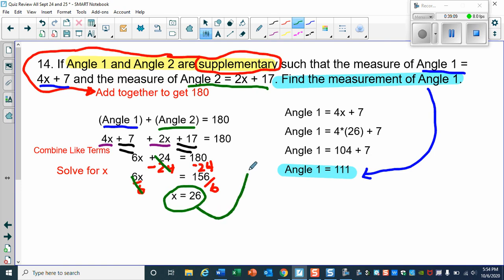Then your last step, you have to find the measurement of angle 1. Since that's specific, after you find x, you have to find the measurement of angle 1. But they give that to you. So angle 1 equals 4x plus 7. Substitute 26 for x. 4 times 26 is 104. 104 plus 7 is a final result of 111. That is your final answer. So after you solve for x, you need to find the measure of angle 1, substituting in order of operations.